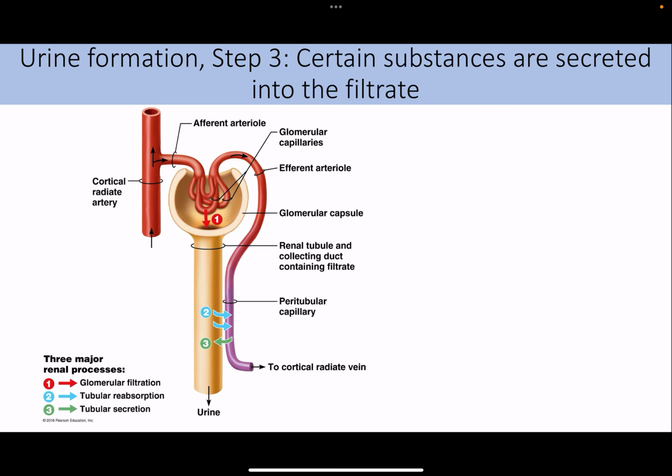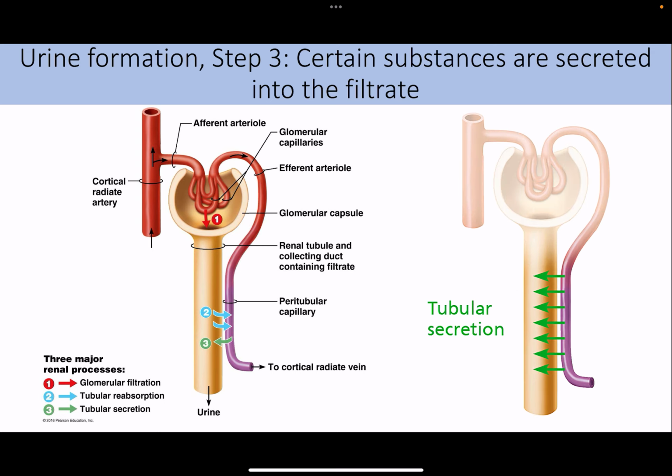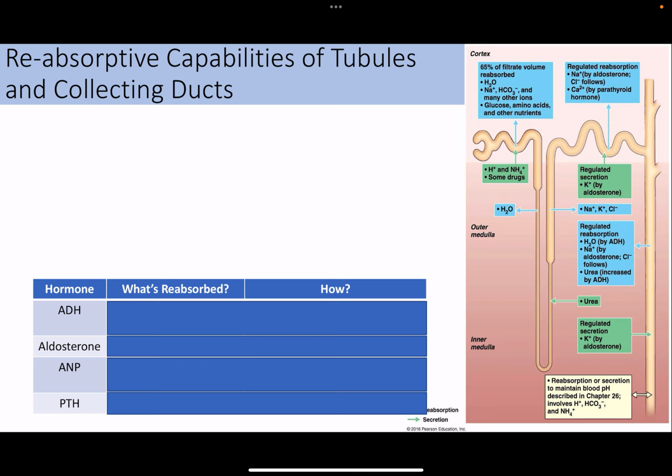So, step 3 of urine formation, and does anybody remember what the word is for urine formation? Diuresis. So this is step 3 of diuresis, which is secretion. And so it's taking all of the unwanted things in our blood and putting it into the filtrate, which will eventually become urine and excreted from our bodies.